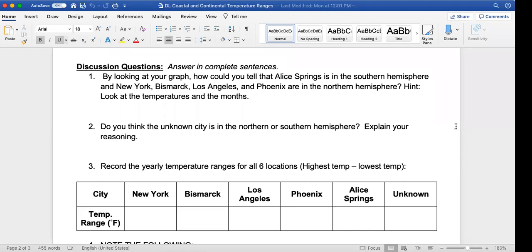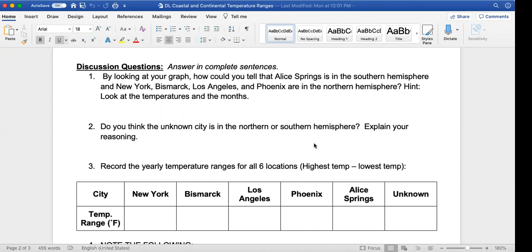So the answer for that question is, you can tell that Alice Springs is in the southern hemisphere because the warmer months are during our winter, right? So their seasons are opposite of us in the southern hemisphere. So the cutoff is the equator. So right now we're moving towards summer, and the southern hemisphere is heading towards their winter, right? So you can tell that Alice Springs is in the southern hemisphere because the warmest months are during December, January, and February. So the seasons are opposite of ours. Okay, so that's for number 1.